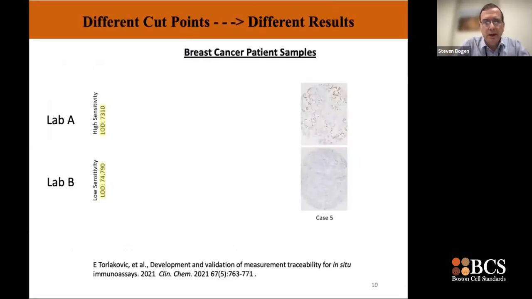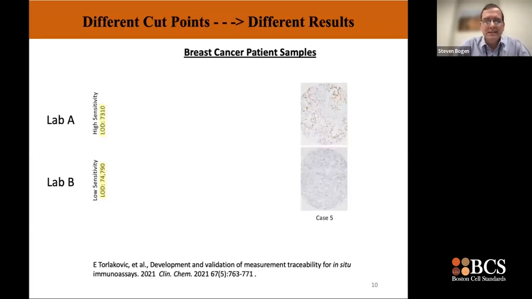So here's the two photomicrographs. The one from Lab A is above that of Lab B. The reason for the different test results is that the two labs have different analytic sensitivity cut points, as written along the left, highlighted in yellow. Lab A's lower limit of detection, or LOD, was just over 7,000 molecules per cell equivalent.